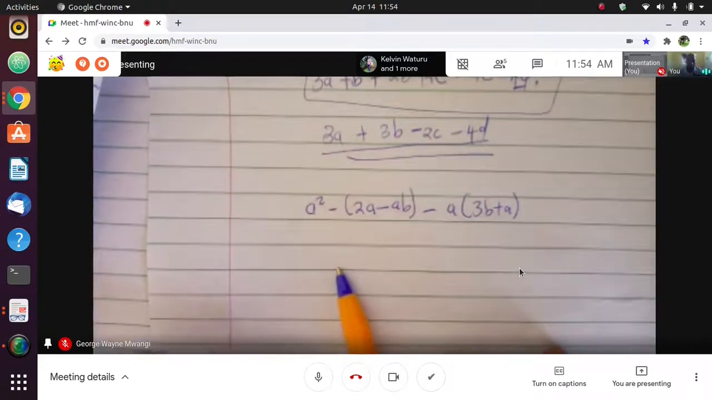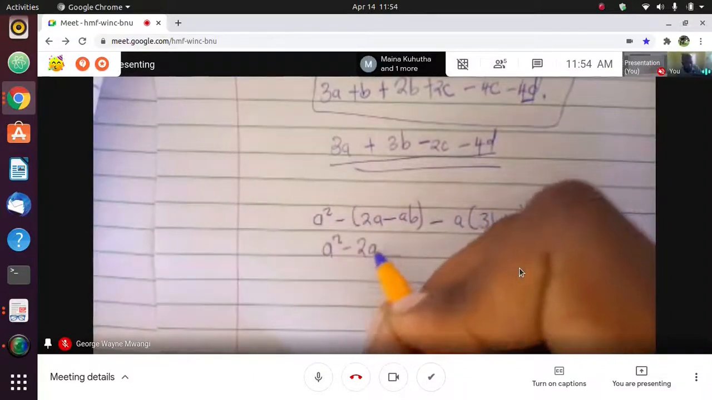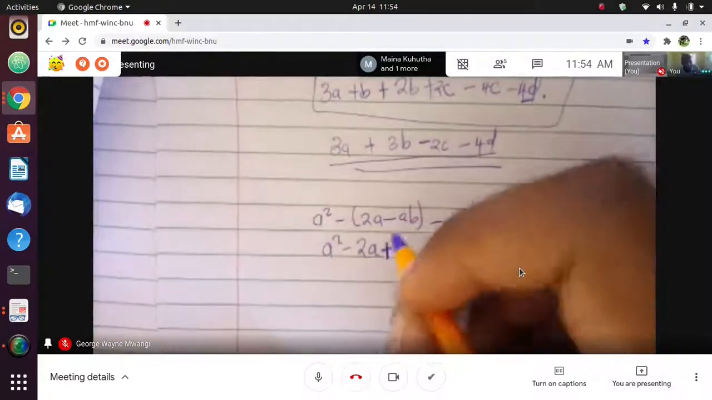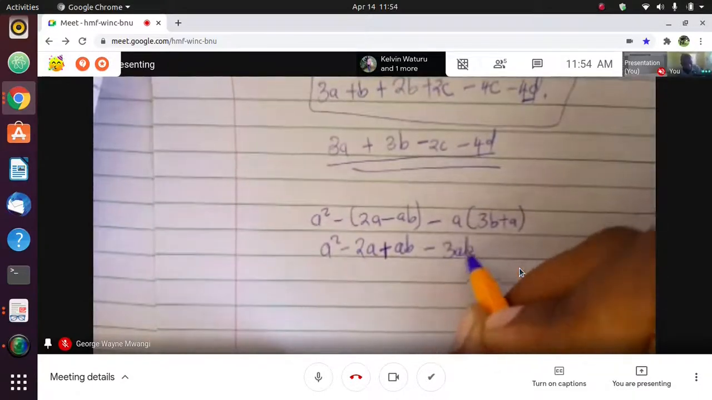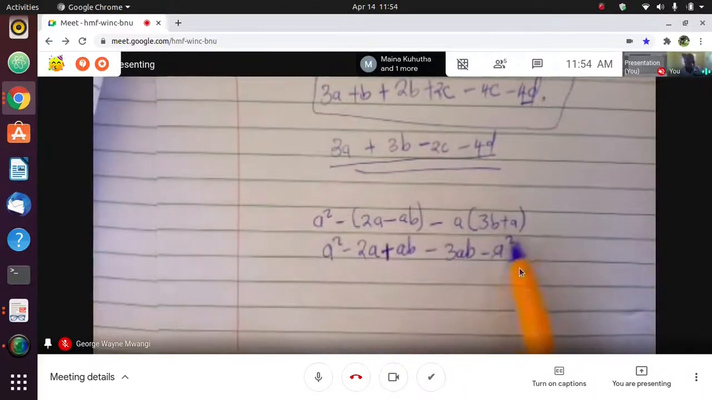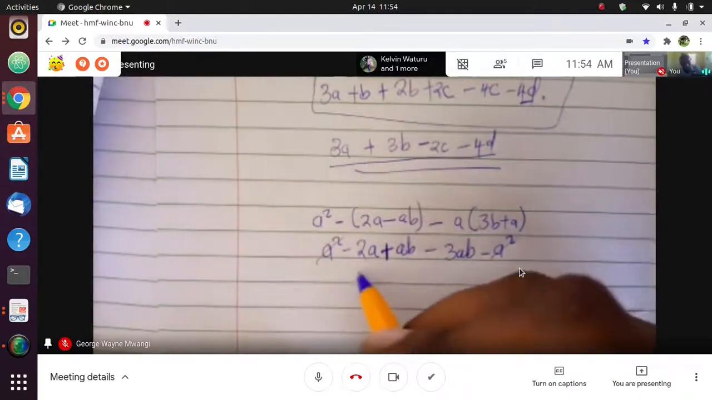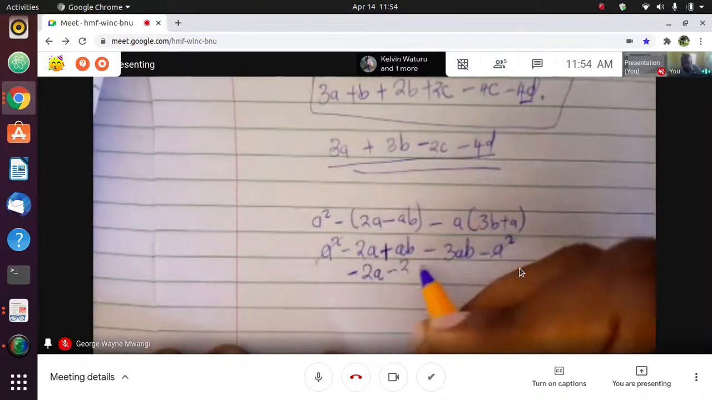We open the brackets. A squared minus 2a plus ab minus 3ab minus a squared. We collect the like terms. A squared minus a squared, they cancel each other, inakuwa 0. So now we are left with minus 2a. So ab minus 3ab is minus 2ab.